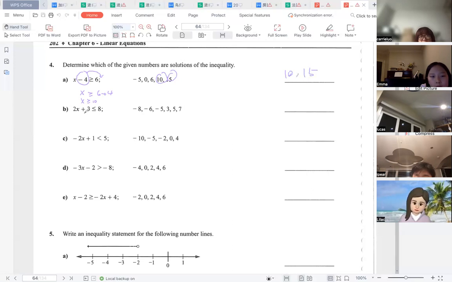Get it? Okay, so let's take a look at this one. Number B, you should be able to do yourself, okay? Number B yourself, because number C, I'm going to explain it.